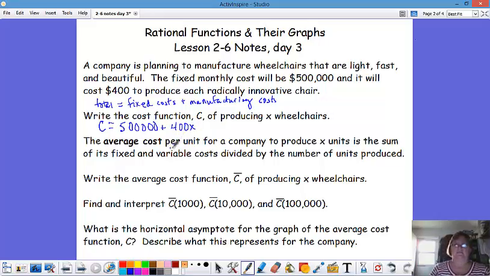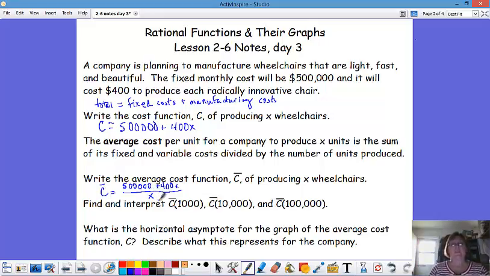The average cost per unit for a company to produce x units is the sum of its fixed and variable costs, that's this, divided by the number of units produced. And now it says write us an average cost function, and they use the bar to represent average. So our average cost function would take our total costs, which we just figured a moment ago, and we want the average price per chair. So what we should do is divide all that by the number of chairs we produce, and you can see that that is going to give us an average cost per chair.